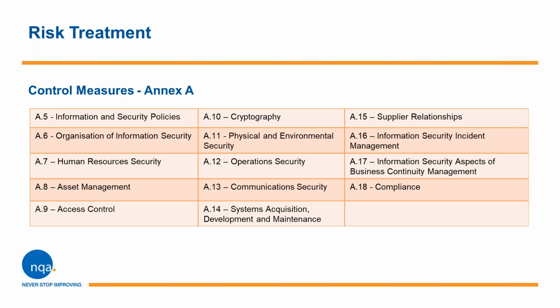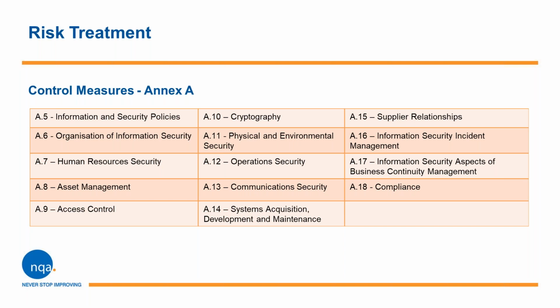A16, incident management. This is controls of reporting events and weaknesses, defining responsibilities, response procedures, and also collection of evidence. This has been a really important one since the introduction of GDPR, because within A16, this is where you would define your reporting processes. So it helps with things like reporting breaches to the ICO within those limited timescales that they've brought in.